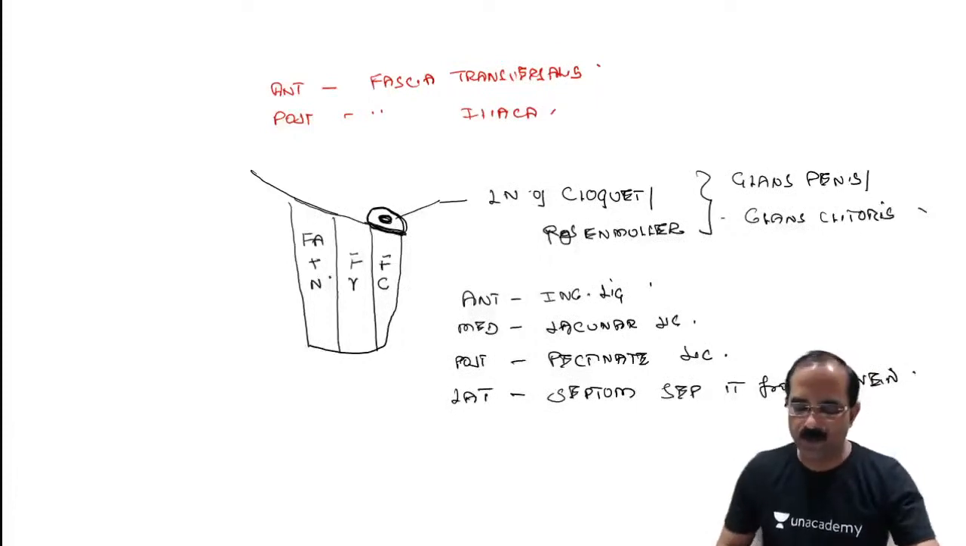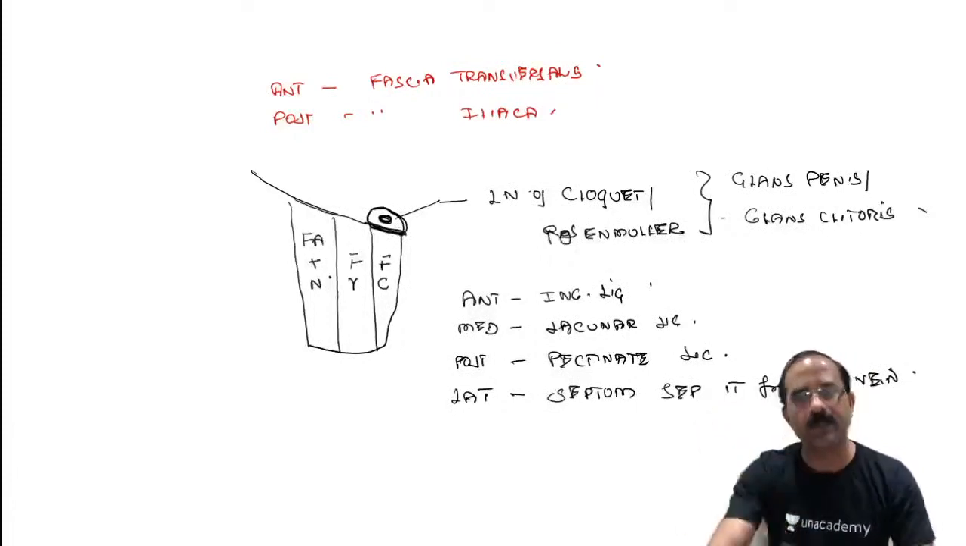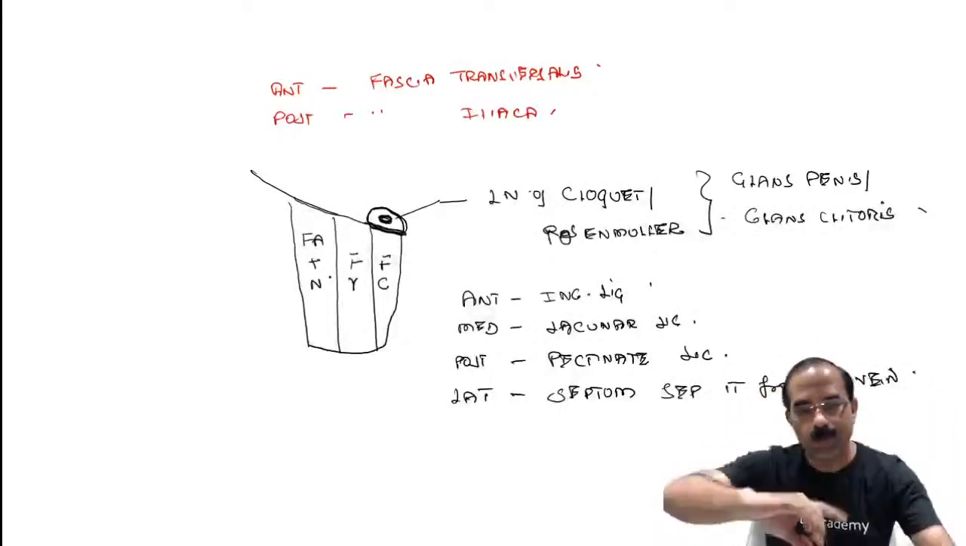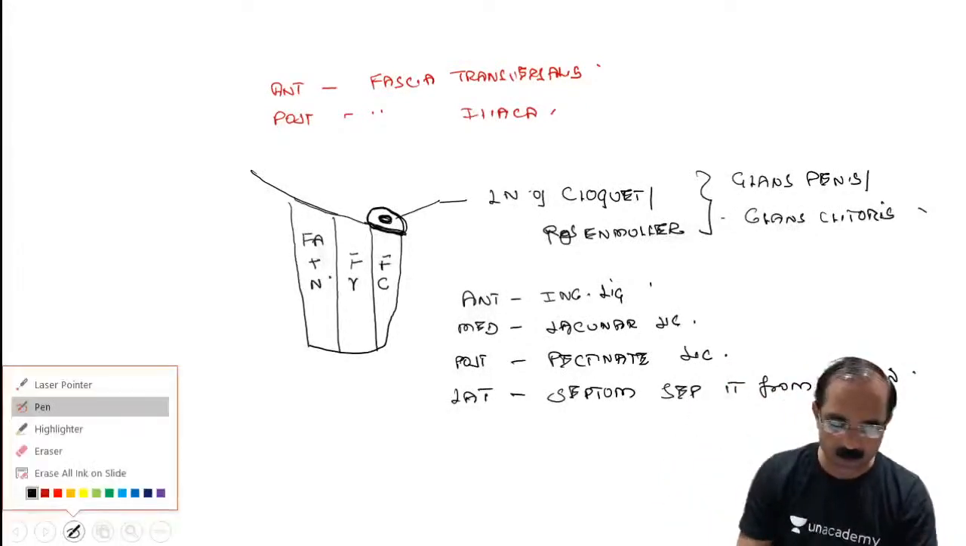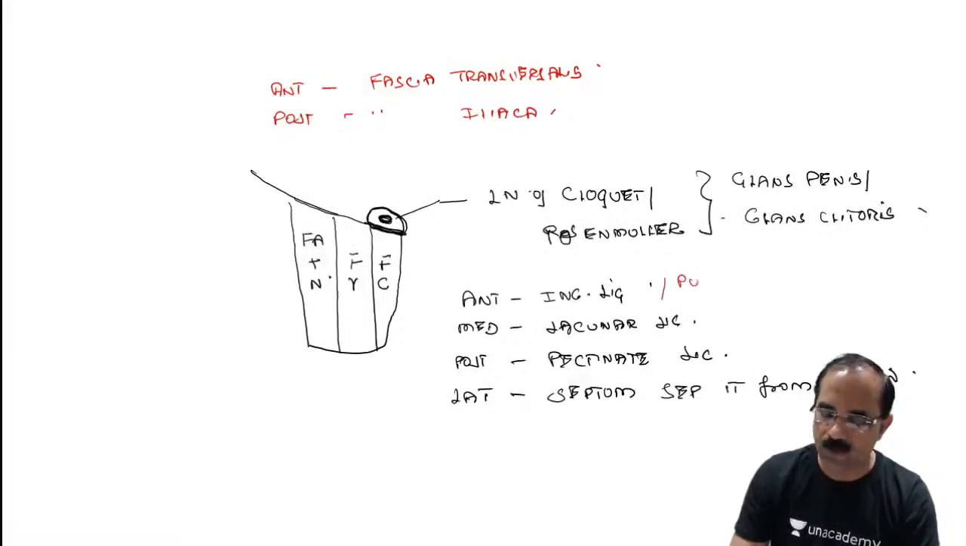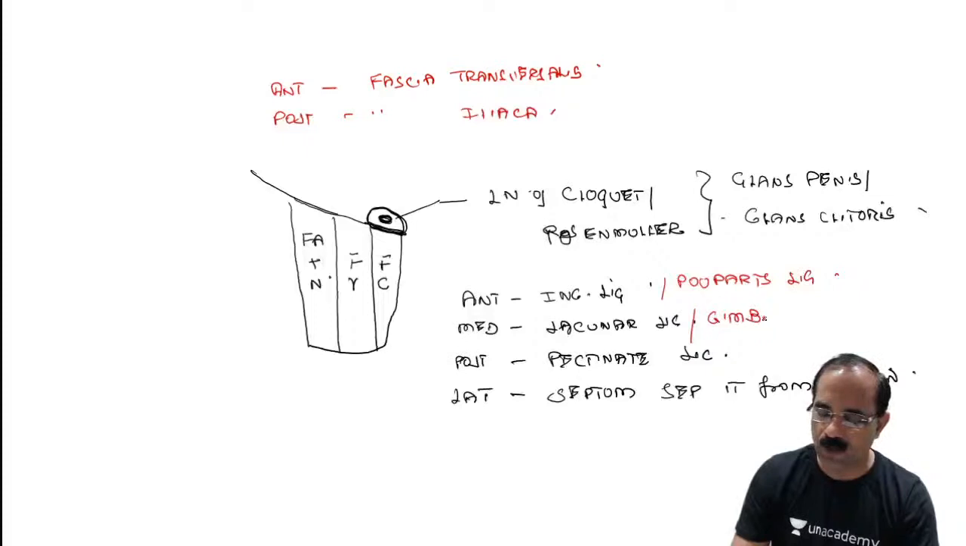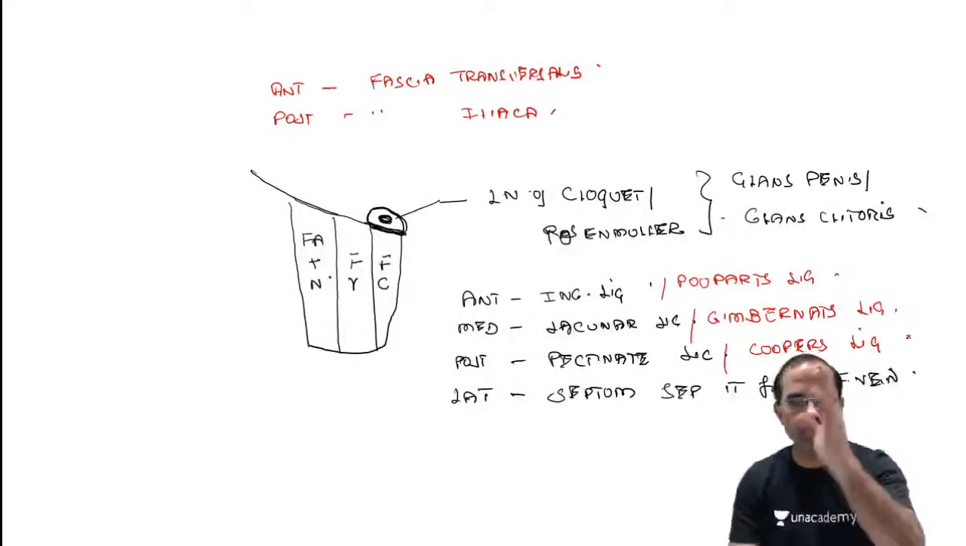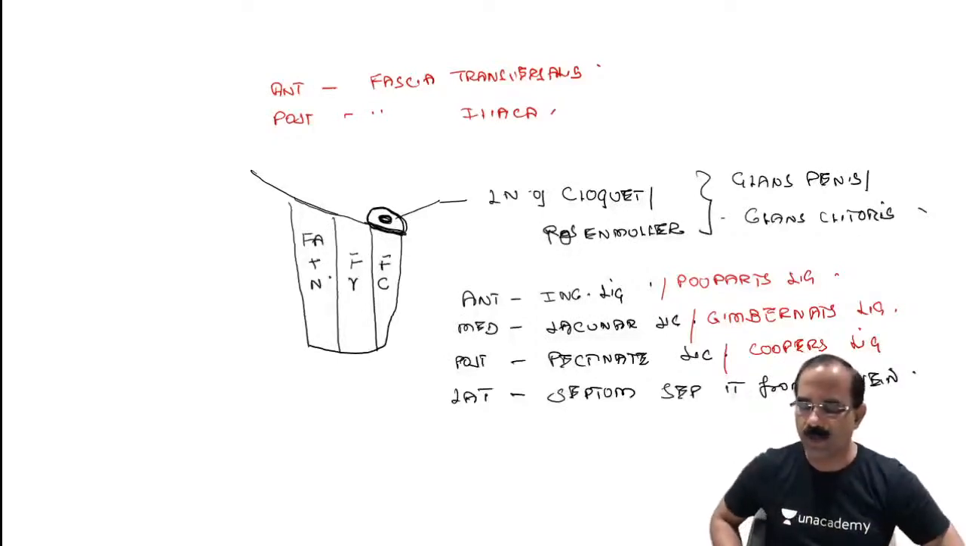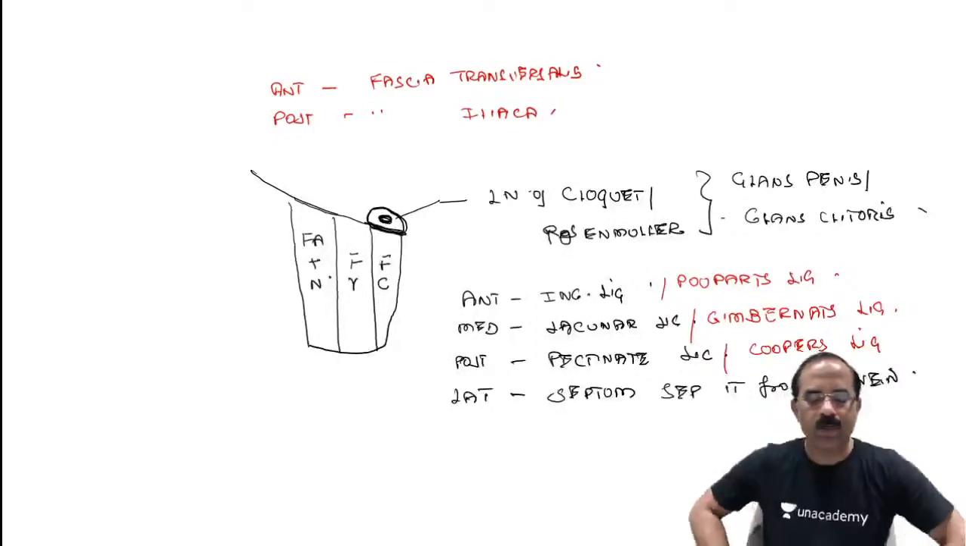So clear, students? What are the boundaries of the femoral ring? Anteriorly is the inguinal ligament, whose other name is Poupart's ligament. Remember these alternate names also. Medially is the lacunar ligament, also known as Gimbernat's ligament. Posteriorly is the pectinate ligament, also known as Cooper's ligament. And laterally is the septum separating it from the femoral vein.